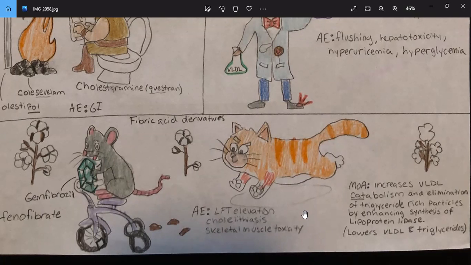So to elaborate some more, remember our vermin, our VLDL, he is riding on a tricycle for triglyceride. You ride on a tricycle, triglyceride. This cat, he's like, he looks tasty. And so he's gonna catabolize, he's gonna eat this thing, destroy the rat and his tricycle, which would then lower VLDL and triglycerides.